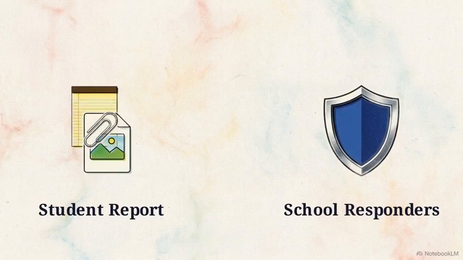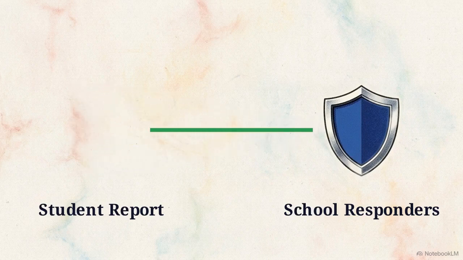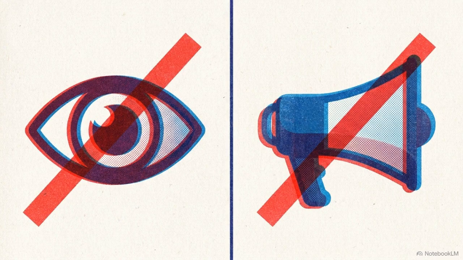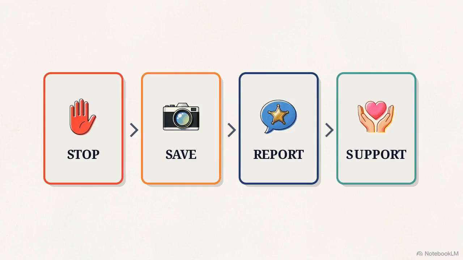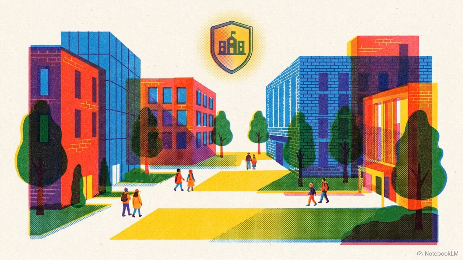Official reporting funnels sensitive information directly to trained responders, keeping the focus on safety and individual well-being. When you see something concerning online, do not ignore it, but do not broadcast it. By following the stop, save, report, and support protocol, you ensure that speaking up remains a responsible way to keep your entire community safe.